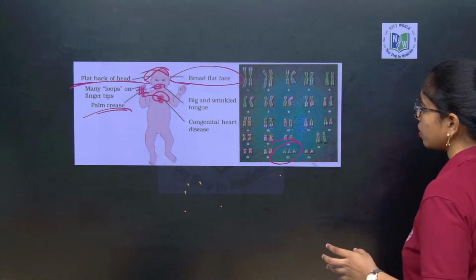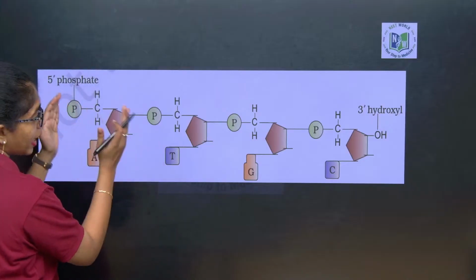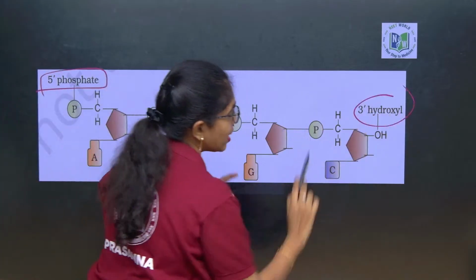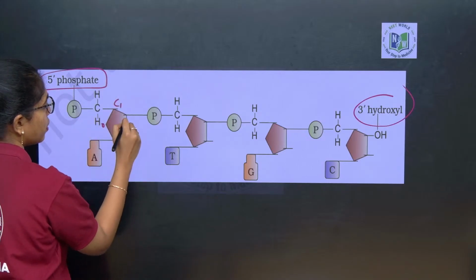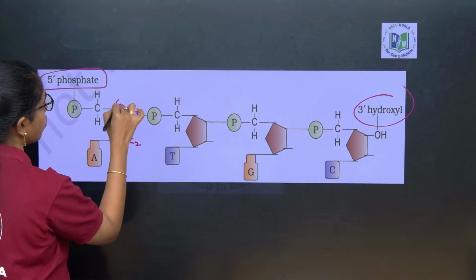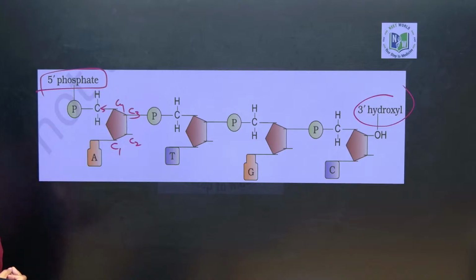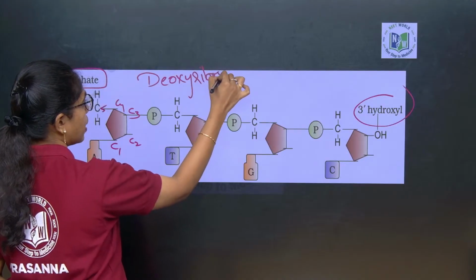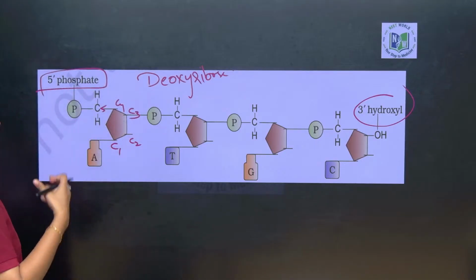Okay. And then, molecular basis of inheritance. Carefully observe, this is the single stranded DNA from 5 prime to 3 prime. First we will understand the nucleotide. A nucleotide has a pentose sugar with carbons C1, C2, C3, C4 and C5. As this is the DNA strand, the sugar is deoxyribose. If it is RNA, what is the sugar? If it is RNA, that is ribose sugar.